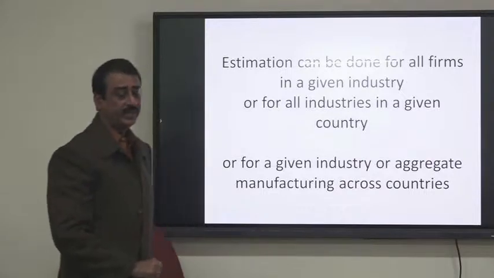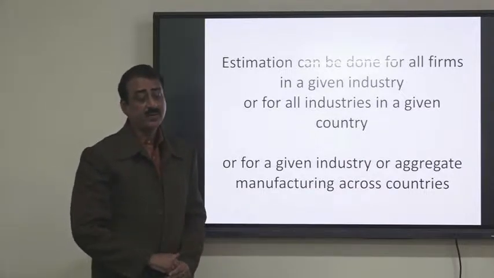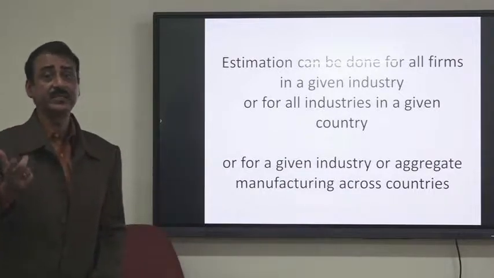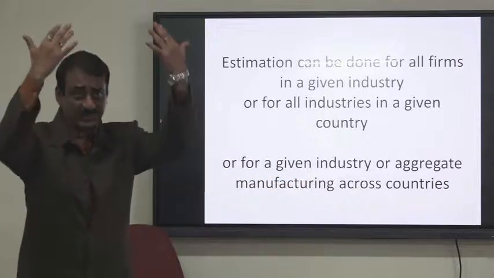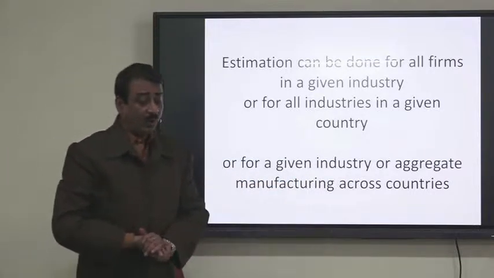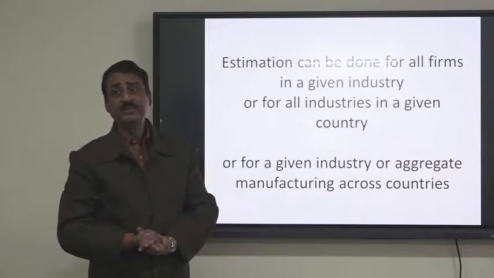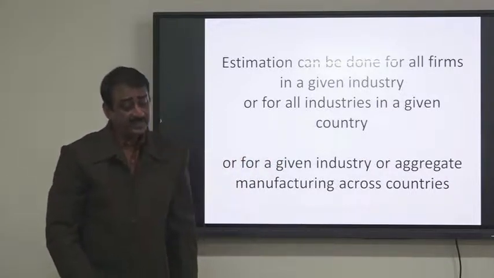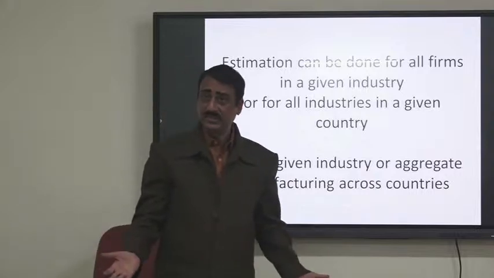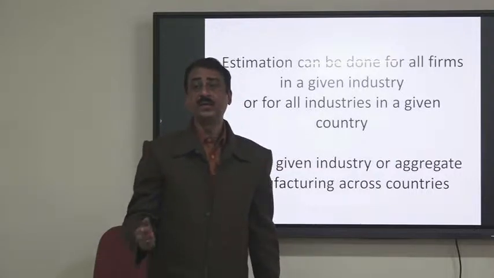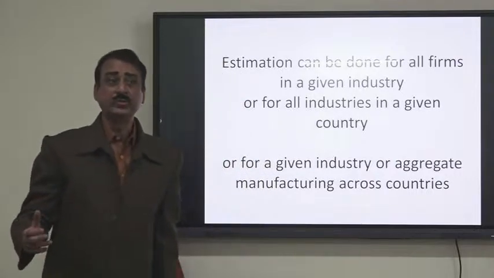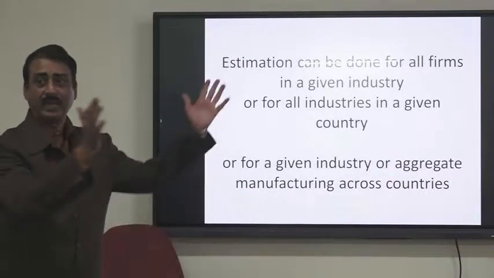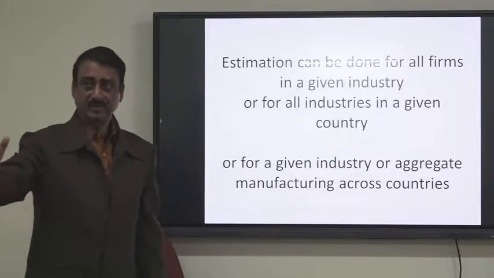So as I was mentioning, estimation can be done for all firms in a given industry. You take a specific industry, machine tools, take 200 firms, work out their technical efficiency, or for all industries in a given country. That is also possible for different groups of industries, or for a given industry or aggregate manufacturing across countries. That is also possible. Like we had used the UNIDO data to do the total factor productivity growth for different countries, developed countries, developing countries.